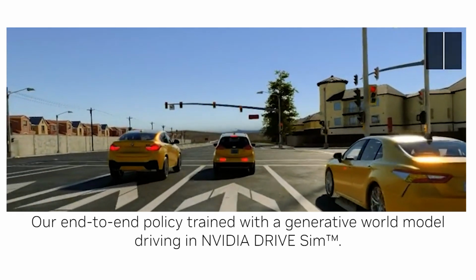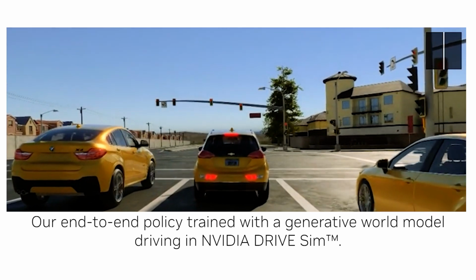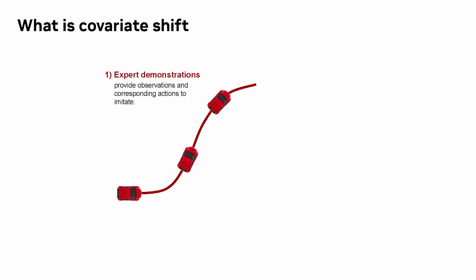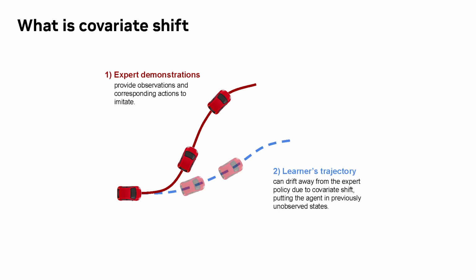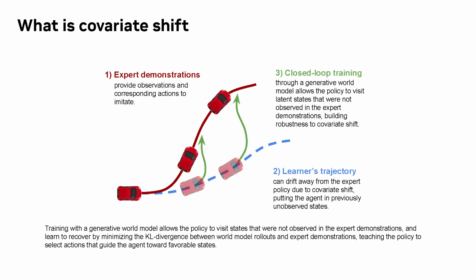Covariate shift is a problem in imitation learning, especially in sequential decision-making tasks like self-driving, where the states experienced by the learner diverge from those in the demonstrations, leading to a compounding of errors. Closed-loop training with a generative world model increases robustness to covariate shift by allowing the learner to visit those states outside of the expert demonstrations.